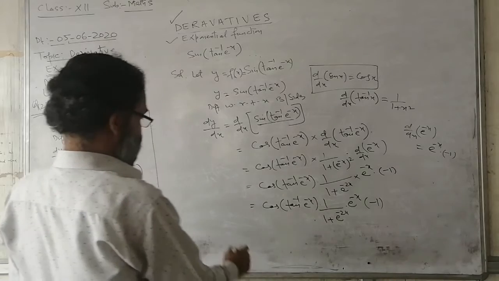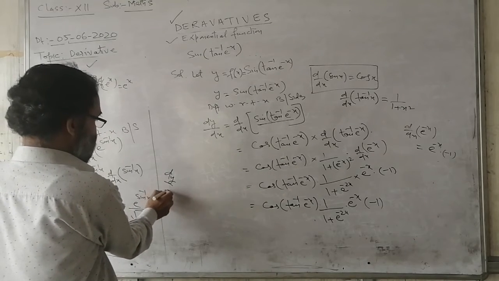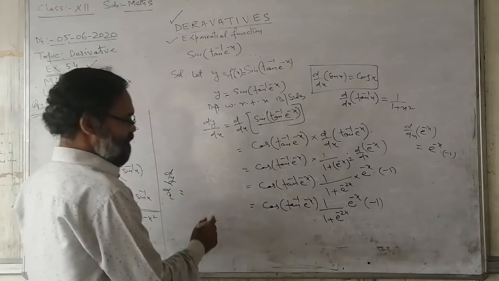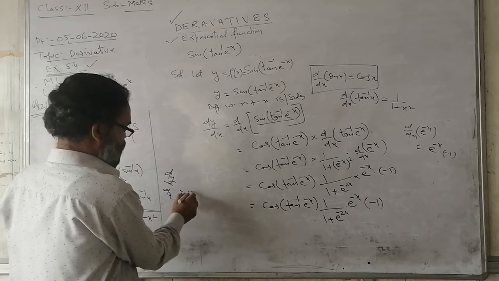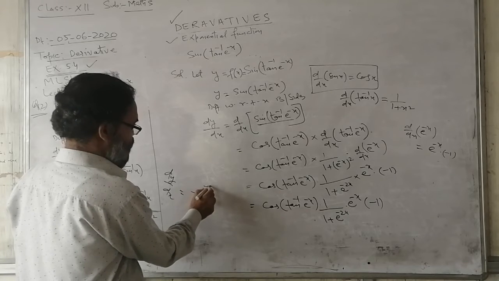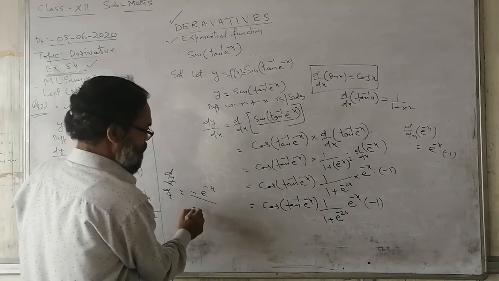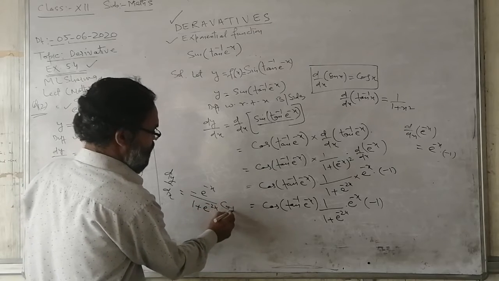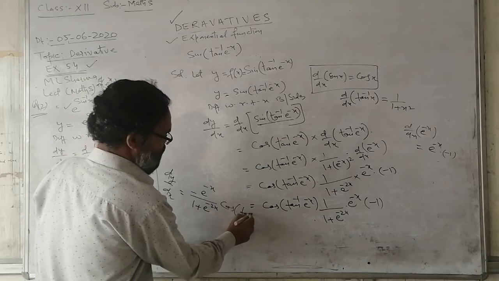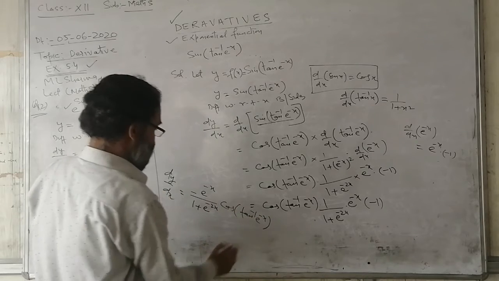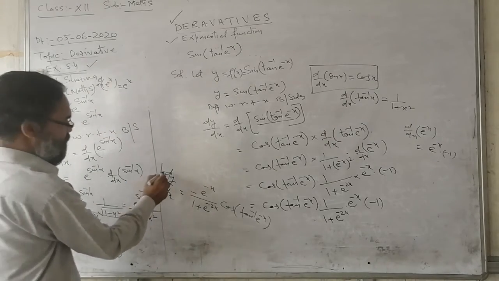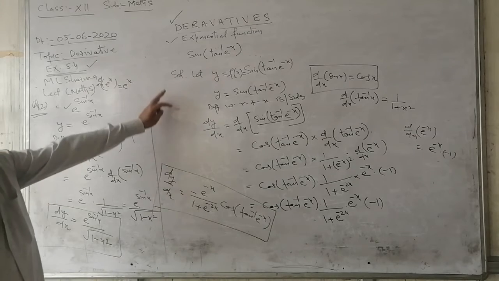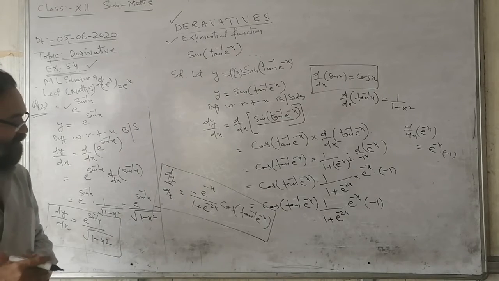So this can be written as dy upon dx. I write this algebraic term as minus e raised to minus x upon 1 plus e raised to minus 2x, and cos of tangent inverse e raised to minus x. So this is the derivative of the given function. So in this way the derivative of this is calculated.